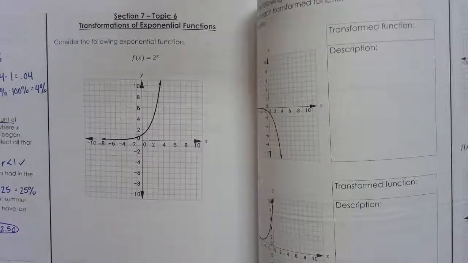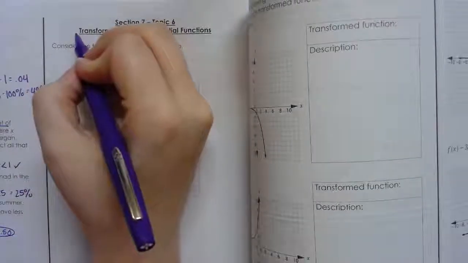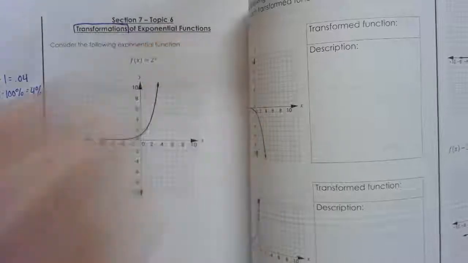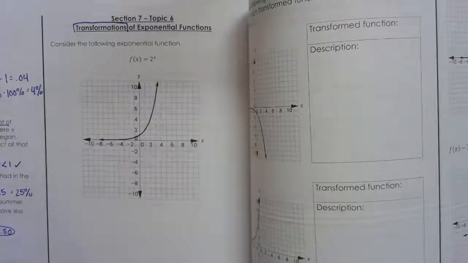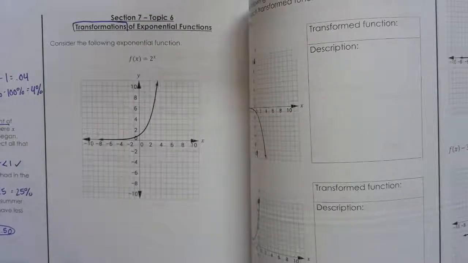All right, guys, so this is section 7, topic 6 on transformations of exponential functions. Now, transformations of functions should sound familiar to you. We have done them with linear. We talked a little bit about them with linear. We talked about them extensively with quadratics and absolute value functions. So all of this should seem pretty familiar to you. It just all throws back to the same basic premise.